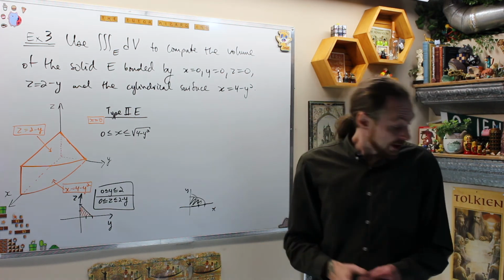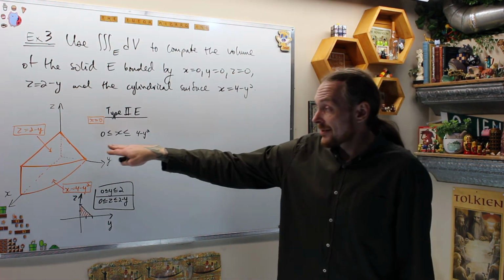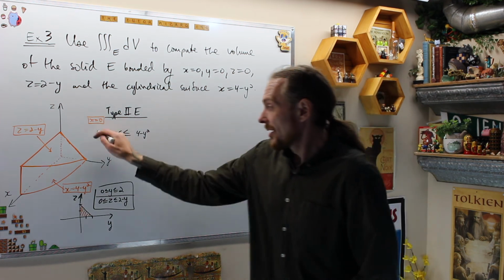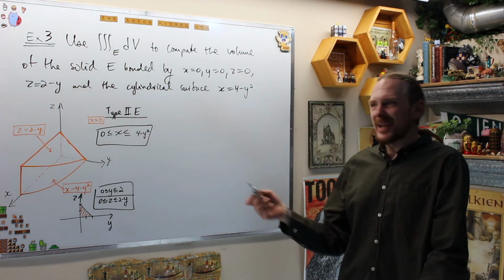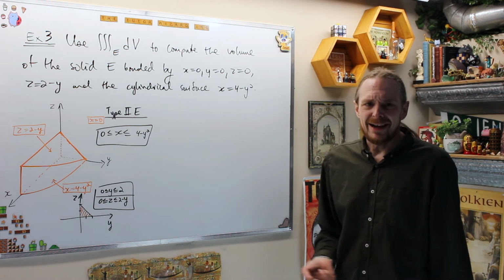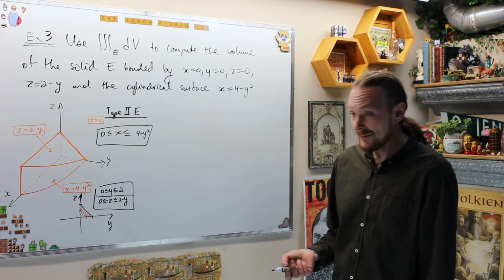I'm going to phrase it as type 2. What does that mean for us? Phrasing it as a type 2 region, that means that x is going to go from 0 to 4 minus y squared. Now I have my bounds of my region, and this is the best kind because we're just finding the volume of this object. It's going to be a fraction, which is strange. There's no pi's or anything in there. Well, what is the exact volume?